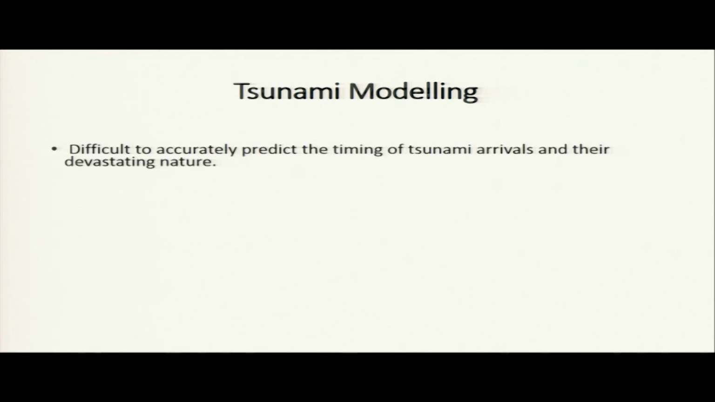As you can see here, it is difficult to predict the timing of tsunami arrivals and their devastating nature. So, here comes the modeling part. We can't predict when it is coming, but from the model we can lower the risk. Where the tsunami is going to be very effective or very less effective, those areas can be categorized, and on that basis we can lower the risk in that area.